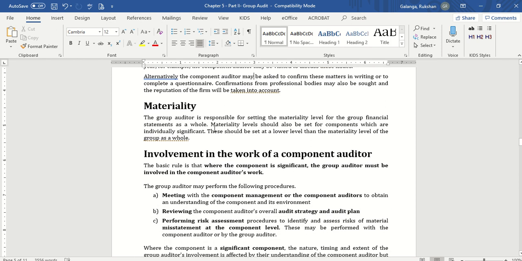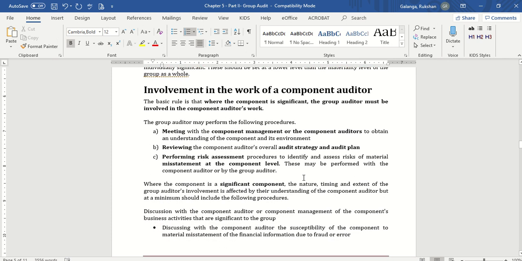Next one is the materiality. We have discussed about the materiality before, right? Here what you want to consider under the group materiality. Remember, the group auditor is responsible for setting a materiality for the group financial statements as a whole. So what he should do, he should prepare a group materiality level for the entire group. Also, he should set a materiality level for the components. Component materiality level separately he should suggest or decide, and the materiality level for the group also he should decide, right?